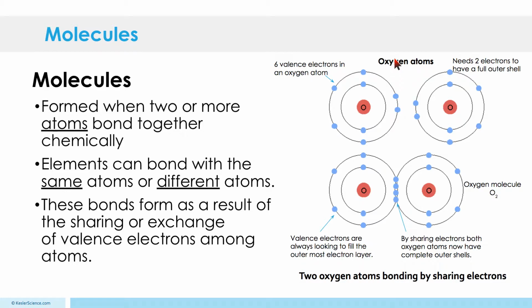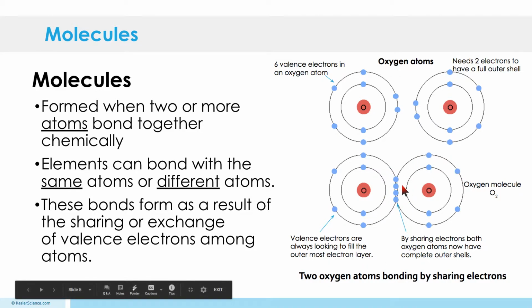And we know that stable means a full valence shell. They want to become a full valence shell, so they will readily react with other elements to do so. 2 oxygen atoms here are bonding by sharing electrons.